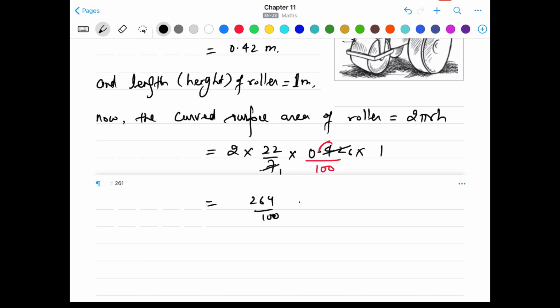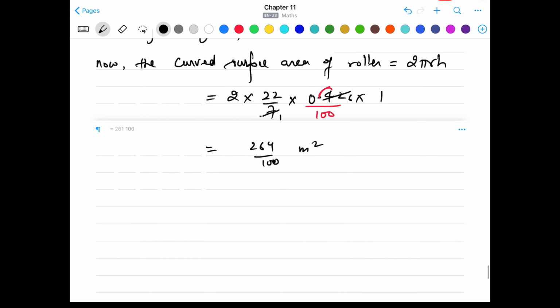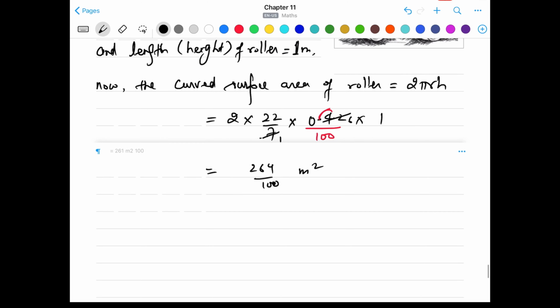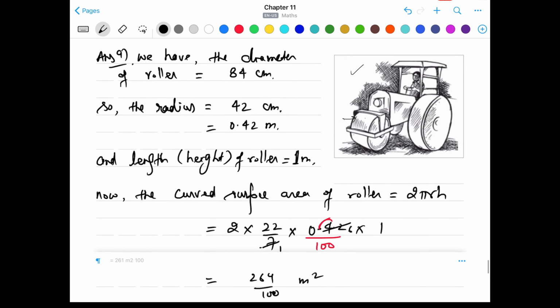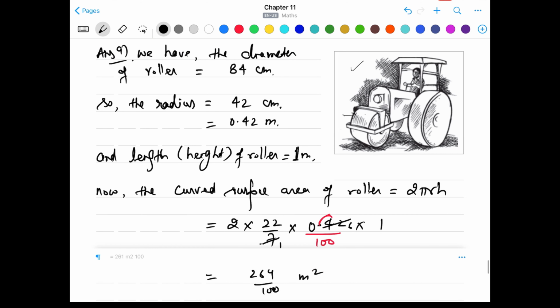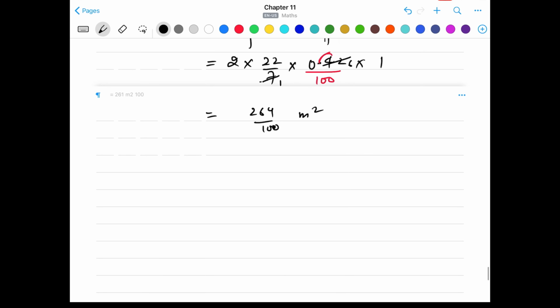Divided by 100 meter square. So this will be 264 divided by 100 meters square, that is the area covered by the roller in one revolution. And this roller takes a total of 750 complete revolutions to move once over the road. So we'll calculate the area covered by the roller in the 750 revolutions.